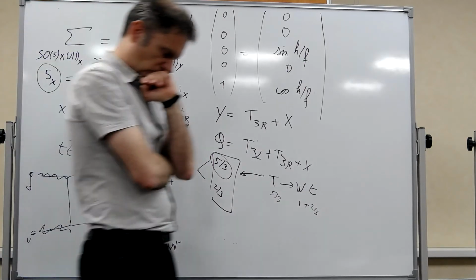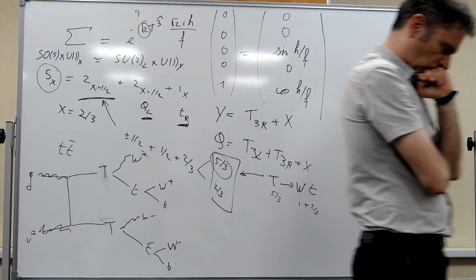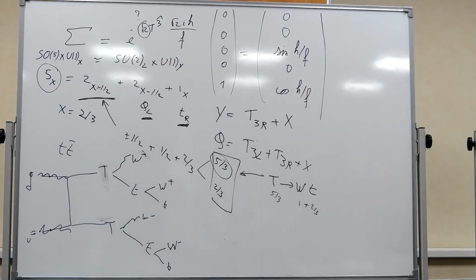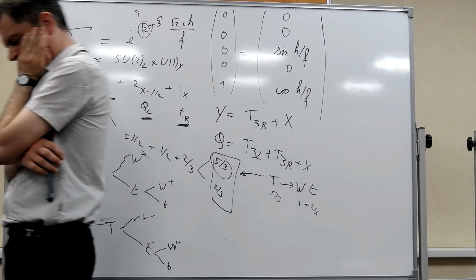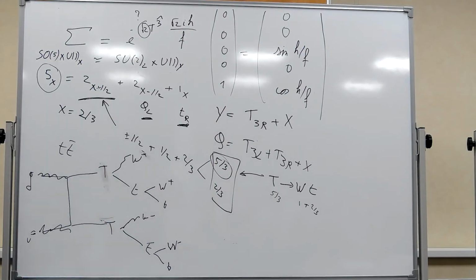So it's very difficult indeed to exclude composite Higgs. You need a lot of energy and you need a lot of precision. So that's why this composite Higgs model will survive a long time.